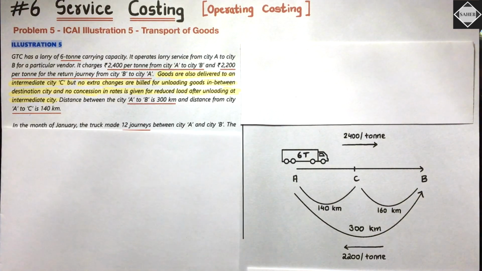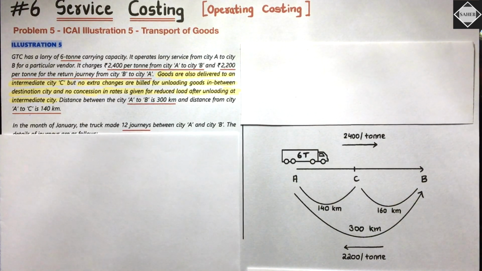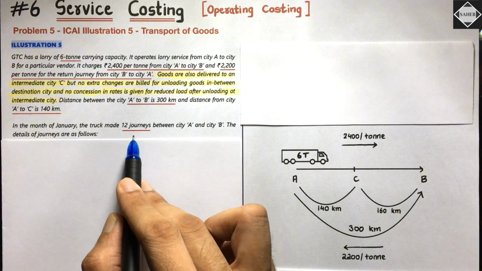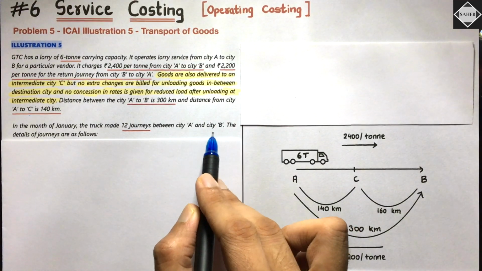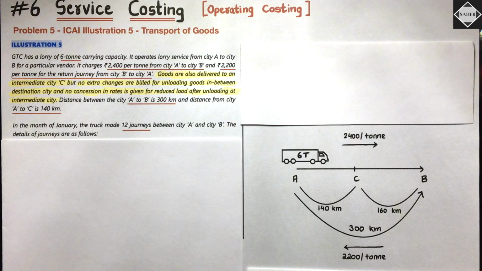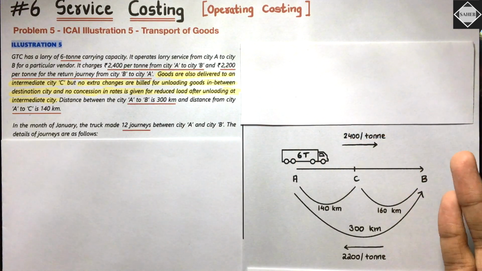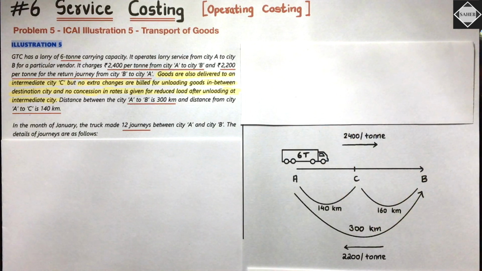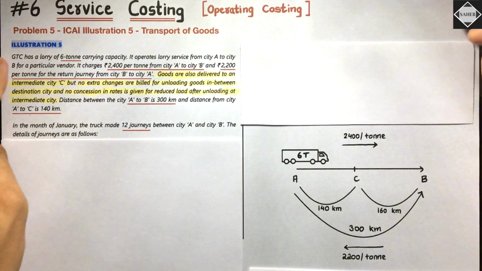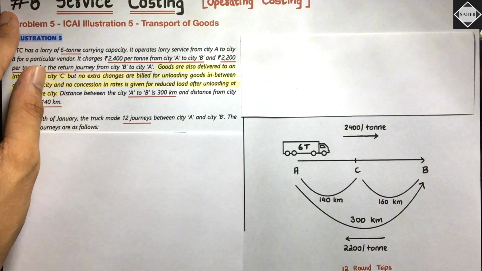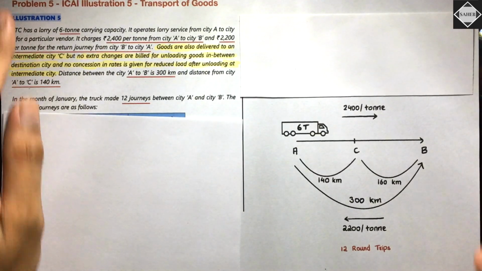Simple and straightforward. Then the question is saying, see here, read here, in the month of January, the truck made 12 journeys between city A and city B. 12 journeys have been made. Now you have to understand, these 12 journeys are round trips. If we have gone to B, then obviously we have to come back. So 12 journeys doesn't only mean single trips, it means round trips. So what you have to do? Into 2. 24 single trips in total. That's our assumption because it's logical. We can't think it's single trips. 12 round trips. Fine, that's what has happened.